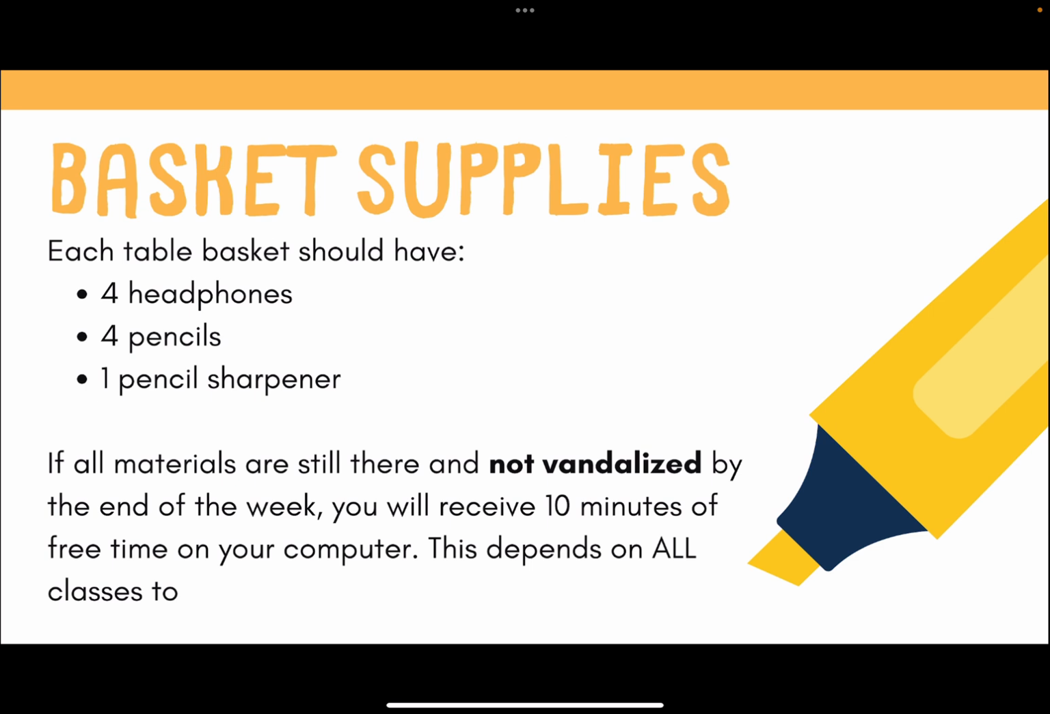Basket supplies. So these are the baskets that are on your tables. Each table basket should have 4 headphones, 4 pencils, and 1 pencil sharpener. If all materials are still there and not vandalized, that means I don't have any broken pencils. The pencils do not have erasers gouged out of them, and the metal's all bent up and can hurt somebody. Then you will receive 10 minutes of free time on Friday.